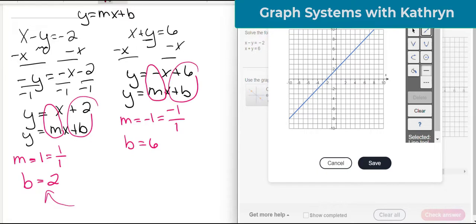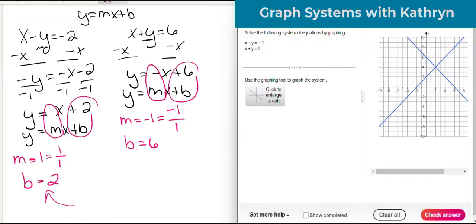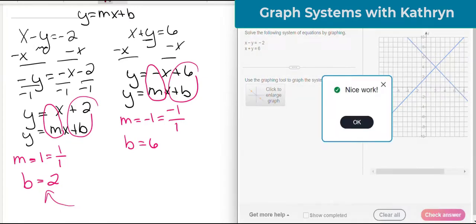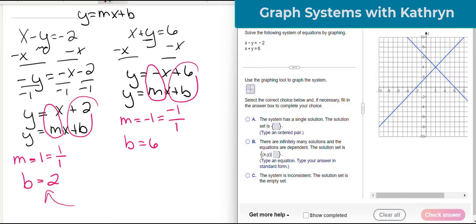Now I need to graph the second one, so I'm going to go back and click my line. My y-intercept is 6, so I'm going to go to 6. And this time my slope is -1 over 1. That means I'm going to go down 1 over 1. And click there. Okay, we're going to save it. And then we're going to check our answer. Woohoo! Good job.